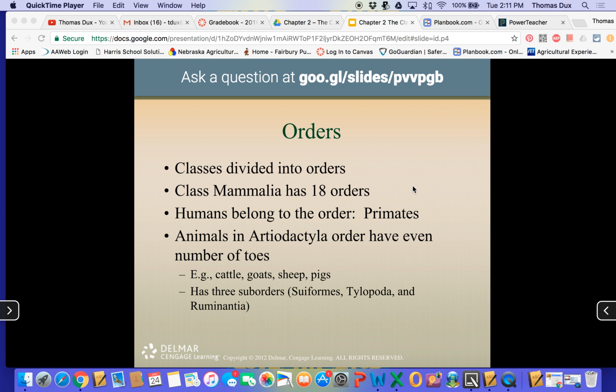We started with kingdoms. If you go ahead and look at page 21, what are the 5 different kingdoms that we talked about a little bit yesterday? Animalia, or animals. Plantae, or plants. Monera, which would be bacteria and blue-green algae.